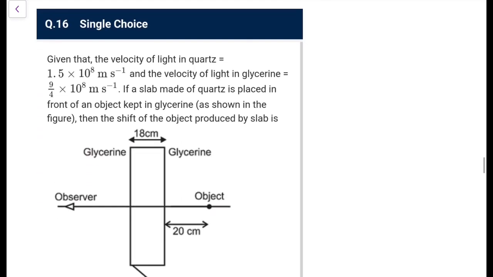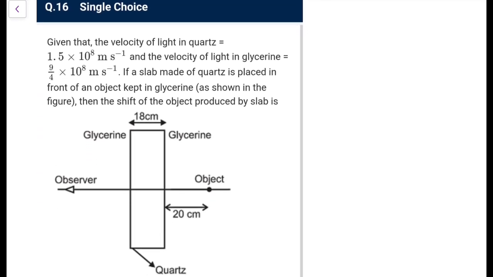Next one. Given that the velocity of light in quartz is given, you can find out n. This is half of the speed, so you can say n is equal to 2, half of the speed of light in air. And the velocity of light in glycerine is 9 by 4, that is 3 by 4 of 3 into 10 to the power 8. So this n would be 4 by 3. You can make it from here.